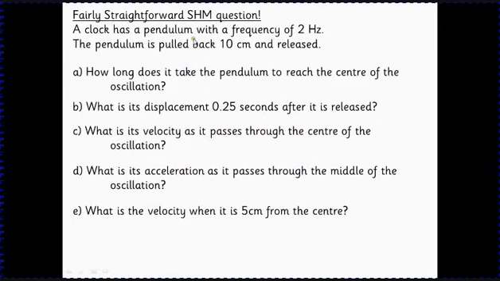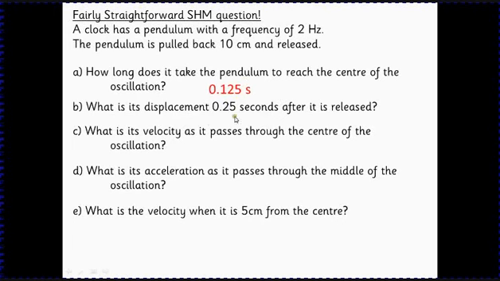This is a pendulum on a clock with a frequency of 2 Hz. You pull it back 10 centimeters and release it. How long does it take the pendulum to reach the center? Well, we don't need an equation for this. We need to work out that an entire oscillation, if the frequency is 2 Hz, the period will be half a second. So that's half a second to go there and come back. That's a quarter of a second to go there. That's only an eighth of a second to reach the center, halfway there.